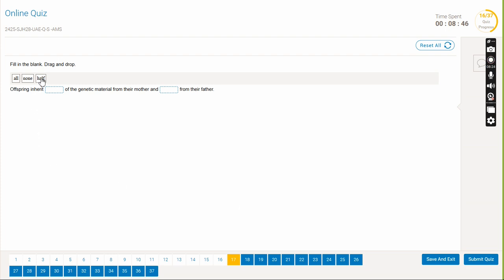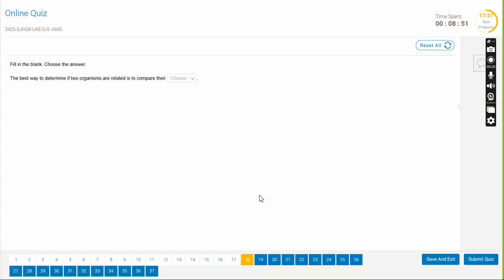And here, offspring inherit half of the genetic material from the mother and half of the genetic material from the father. The best way to determine if two organisms are related is to compare their. Now remember, a lot of people have the same height, the same hair color. That does not mean that they're related to each other. So what is the best way to find out if someone is related? It's through their DNA.